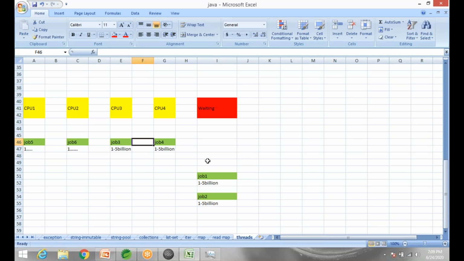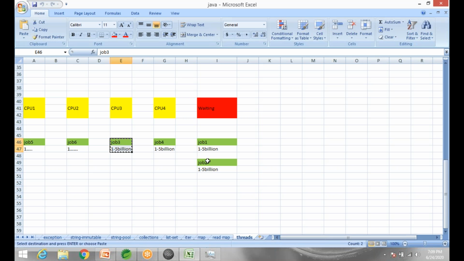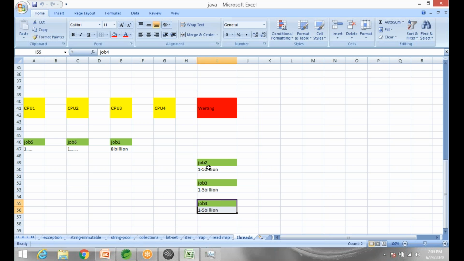Now CPU 3 will think, I have given enough time for job 3. So what does it do? It puts this job at the back of the line and picks the one at the top, which has been waiting longer. Now that it picks it up, it will start counting from 5 billion to whatever number it is. Similarly, it will pick job 4, and the next one in the line will start processing here.